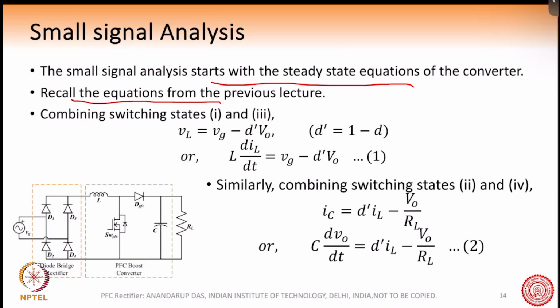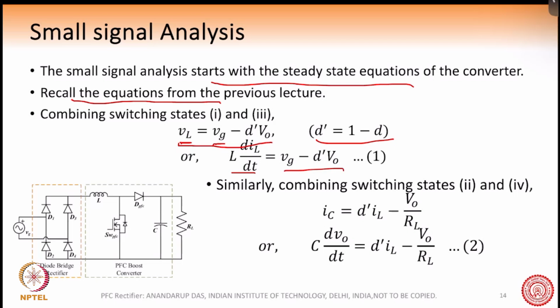In the previous lecture, we had two switching states, 1 and 3, and another two switching states, 2 and 4. By these equations, these are the steady state governing equations. VL is equal to VG minus D dash V0, where D dash equals 1 minus D. And so L dIL/dt is Vg minus D dash V0.